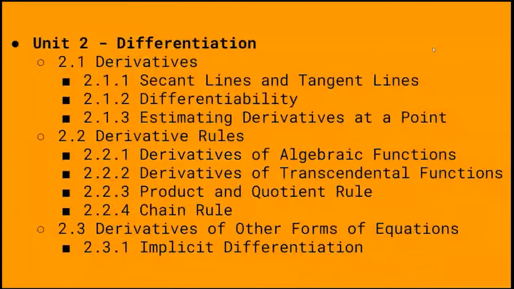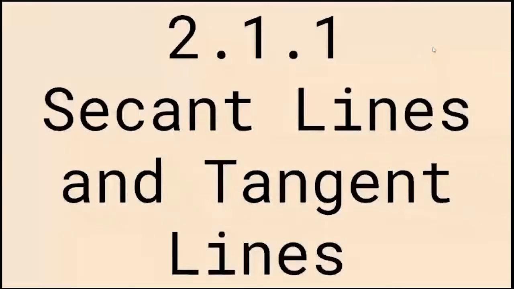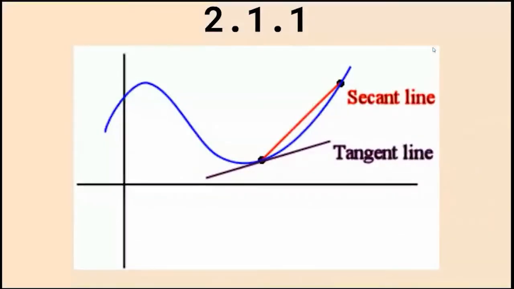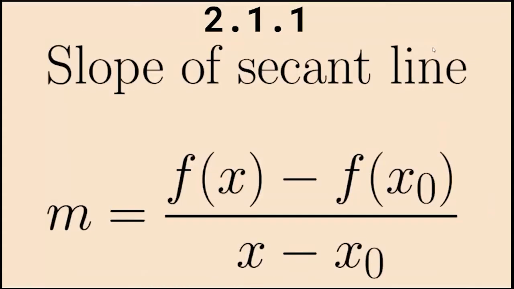All right. So we're going to focus on 2.1: secant lines, tangent lines, differentiability, and estimating derivatives at a point. Secant lines, tangent lines based on 2 points, tangent lines based on 1. It's just grazing the point that it's based off of. That's what a tangent line is. The slope of a secant line, this is old school. You should know this already: change in y over change in x.